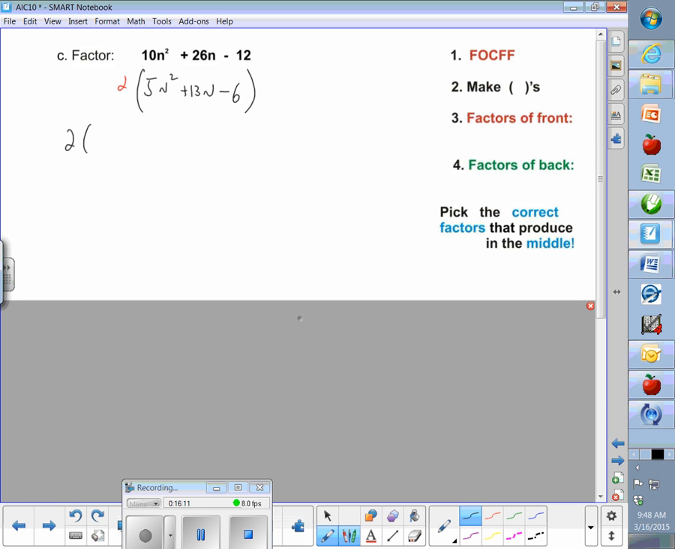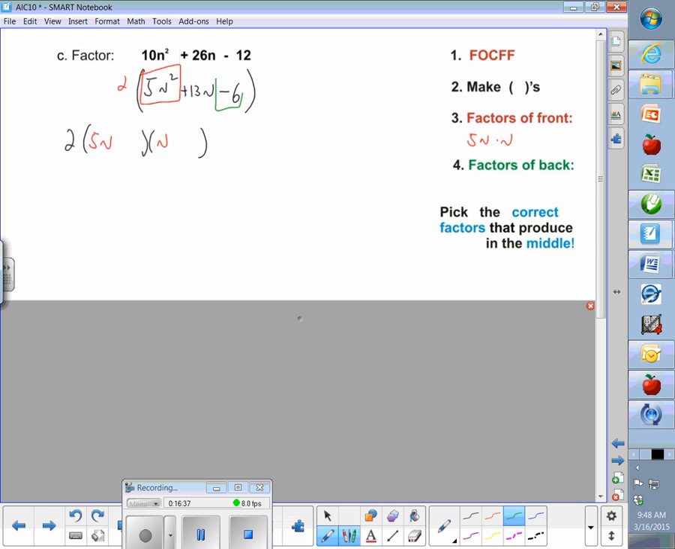I always start out with one set. And I don't write a second set unless I need it. And I won't know if I need it until I look at the front factor. All right, what's in the front of 5n squared? So that's only one choice, right? 5n times n. Do you agree? Right, just one choice. 5n times n. Okay, so I don't need a second parentheses.